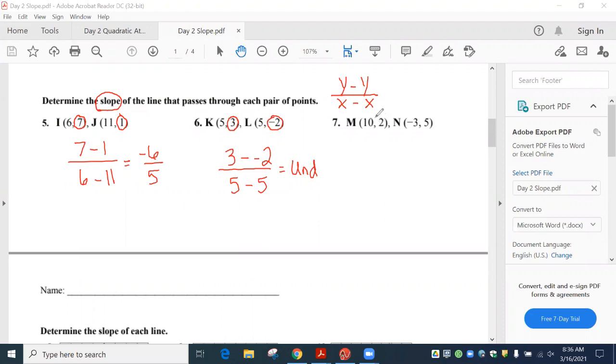All right, and then number 7. So we're going to focus in on the Y's. So we've got 2 minus 5. And one of the big things I don't think I've stressed today, so I want to stress this: we never should see a plus sign on slope. Never, ever, ever see a plus sign. So you're always subtracting. And then we subtract the buddies on the bottom. So we've got 10 minus, and then you have to include that negative 3. So minus negative 3.